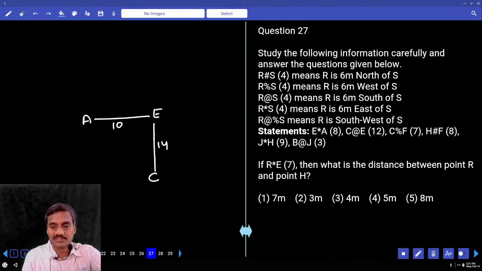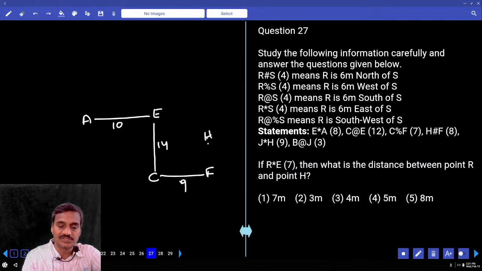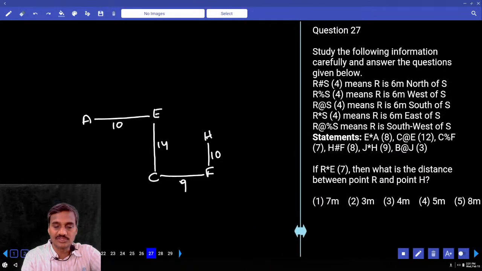And C percentage. C is to the west of F. West of F. Now here it is 7, 7 plus 2 is 9. And H hash. Hash stands for H is to the north of F. North of F, 8 plus 2, 10. Now H is here. The distance is 10 meters. And J star. Star stands for J is to the east of H. And 9 plus 2, 11. J is to the east of H and 11 meters.